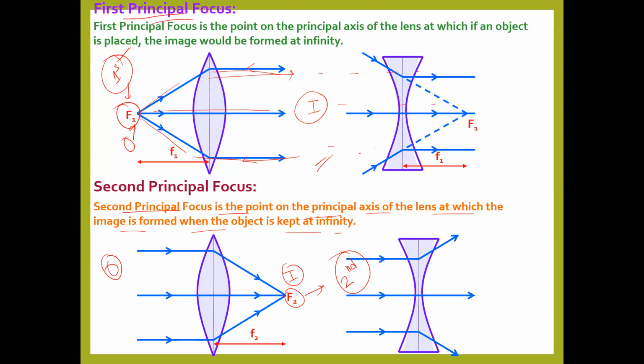These kinds of definitions, these kinds of ideas are very important to remember. They may not come in exams, but you have to understand what the focal point is, what the focal plane is, and what the focal length is. Focal length is defined as the distance from the center to the focal point. This is the focal length. F1 is the first focal length, and F2 is the second focal length, because this is the second principal focus or the focal point.